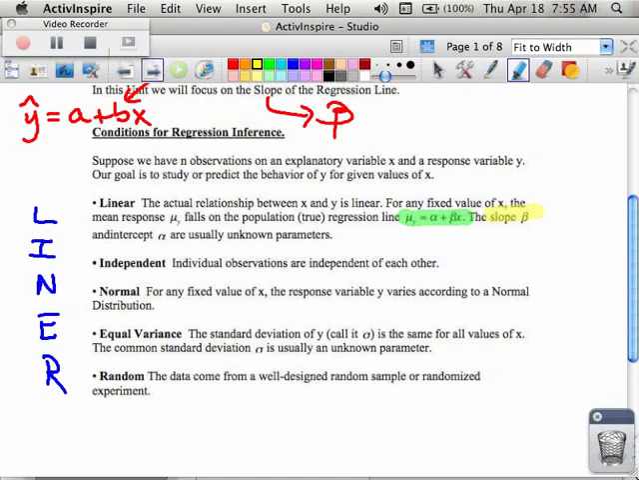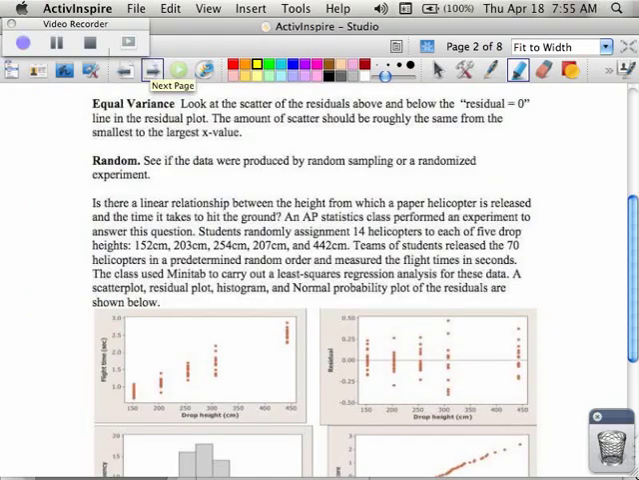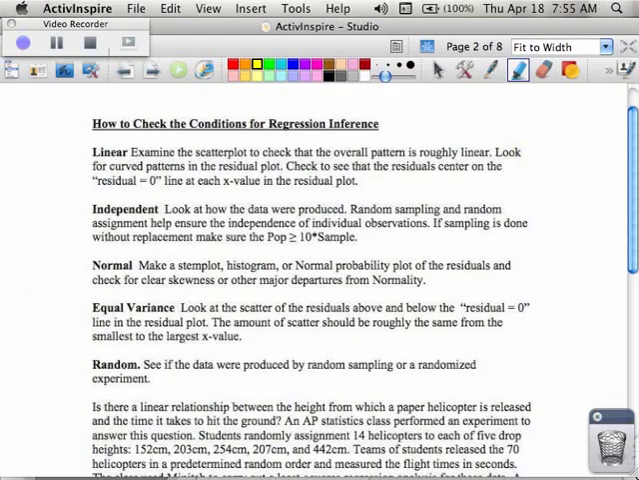Let's move on to the next slide then. So on our next slide, the way that you're going to check these things is that LINER situation. So with the linear, what you're going to do is look at your scatter plot and see that the overall pattern looks roughly linear. Like, you do not want to see something that looks like this. Okay, because that's not linear.